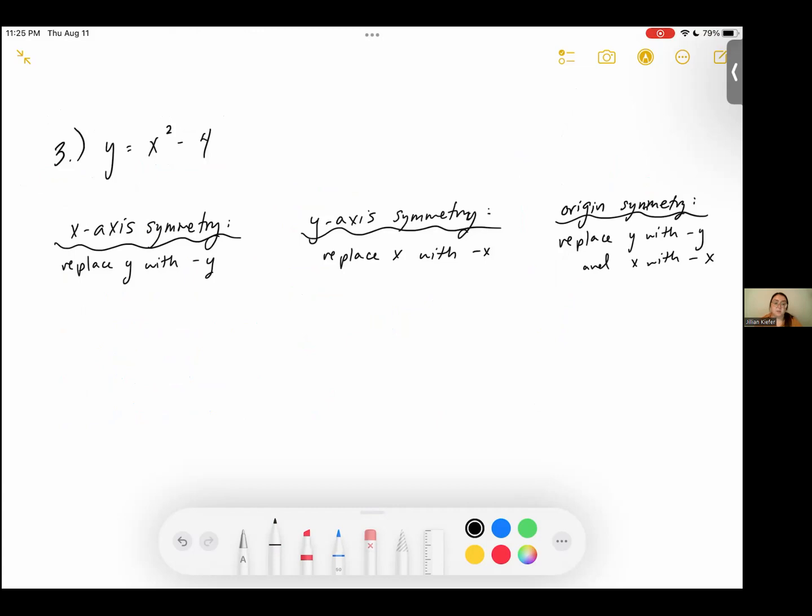So for the x-axis symmetry, we will replace y with negative y. We obviously know our original equation is y is equal to x squared minus 4. So let's go ahead and change y to negative y. This means that we now have negative y is equal to x squared minus 4. Well, it obviously doesn't look the same. We have negative y instead of positive y. We're going to try and get rid of the negative. So let's take the negative off of y and place it on the right-hand side of our equation instead. To get rid of that negative, we can multiply everything by a negative 1.